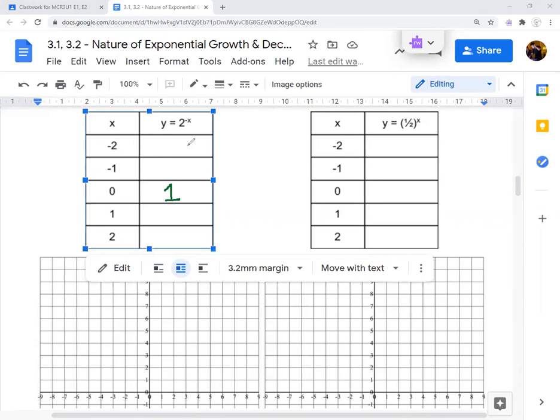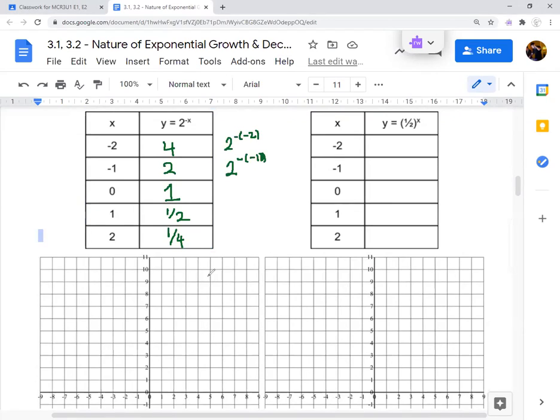And let's go through the negatives first. What is 2 to the power of negative 1? It's the same as 1 over 2 to the power of positive 1. That's a half. And 2 to the power of negative 2 is like 1 over 2 squared. So this is a quarter. What do you think that makes these values? Go ahead, Abby. Yes. Exactly. So let's draw that in.